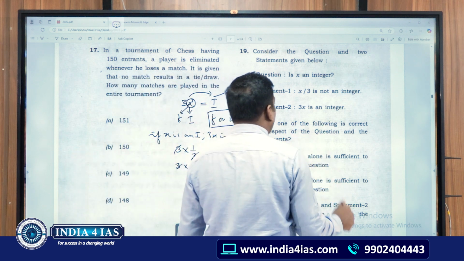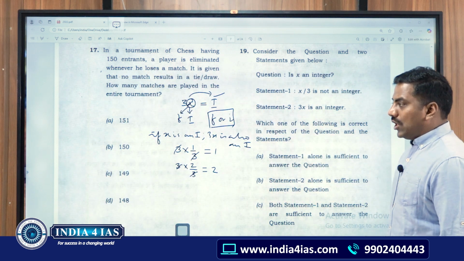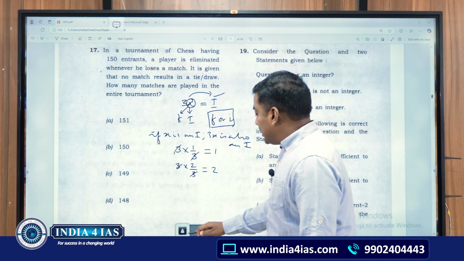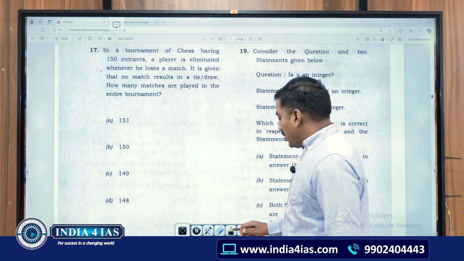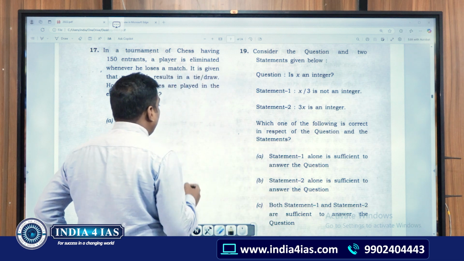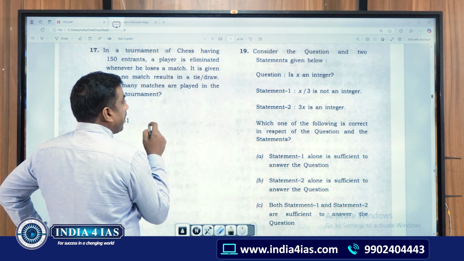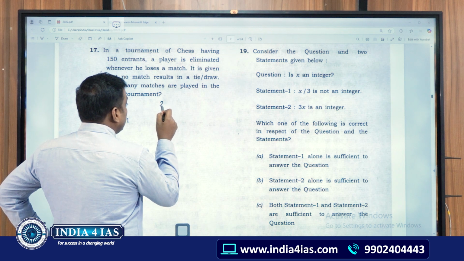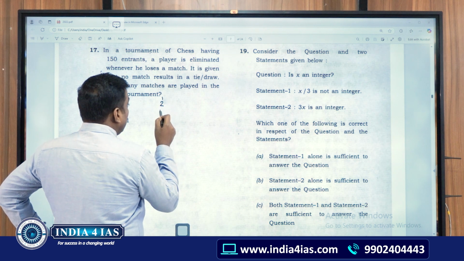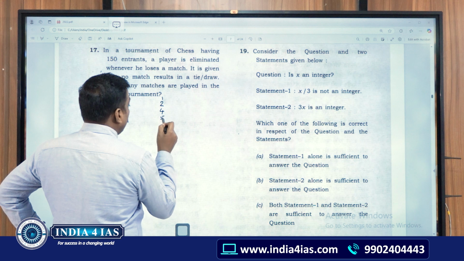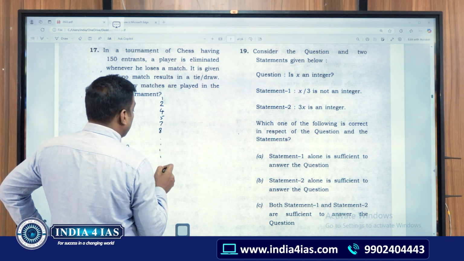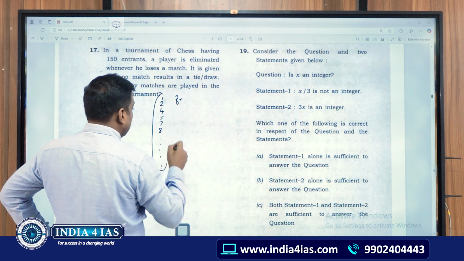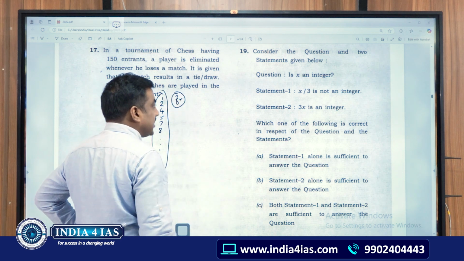So statement 2 alone will not help us to solve. So even that is not the answer. Now we need to club both the statements. In the first one, what I got is x can take any value like 1, 2, 4, 5, 7, 8 and so on, and it can be a fraction also. It can be any fraction also.